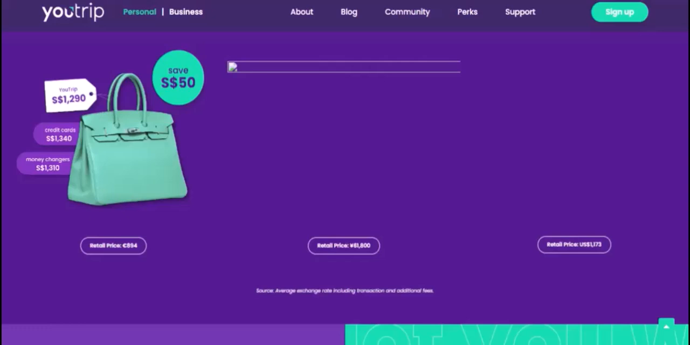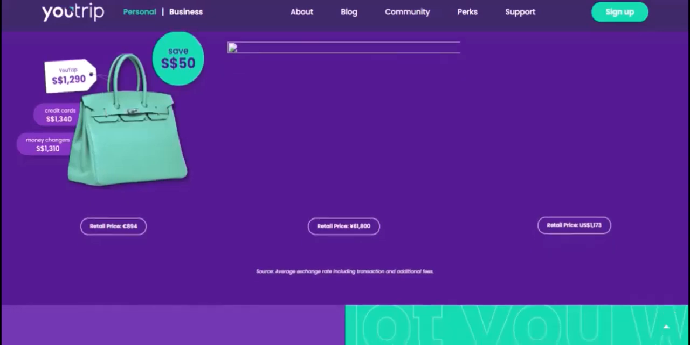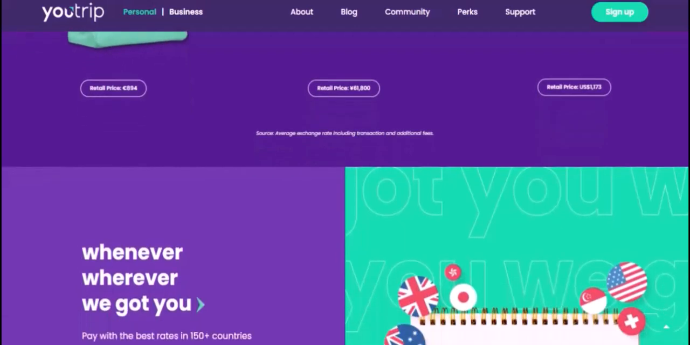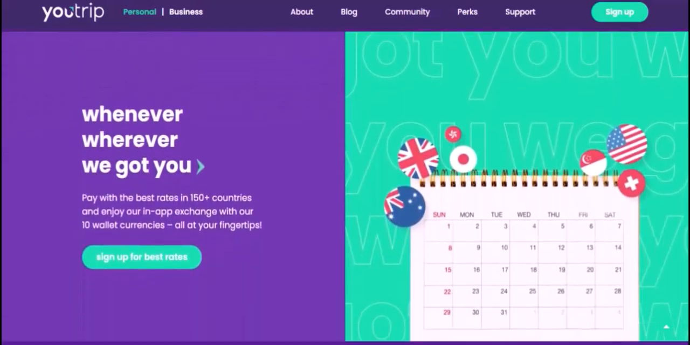Foreign exchange fees: if you're withdrawing money in a foreign currency, you might also incur foreign exchange fees. These fees are usually charged by the ATM network or the issuing bank of your YouTrip card. Tips to minimize fees. Now that you know what to expect, here are a few tips to help you minimize withdrawal fees. Check your currency.